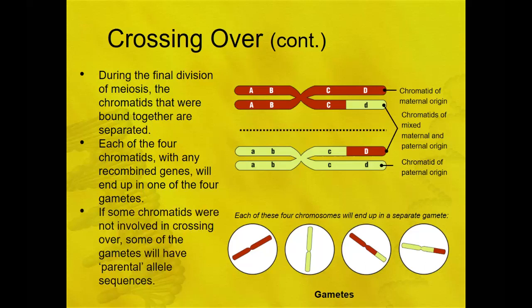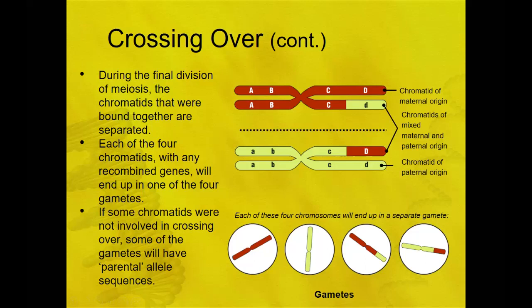Now, if some of them were not involved with the crossover, like these first 2 you see here, they look the same as they did before the crossover happened. But those that do have the crossover, you'll see here, the wild types, okay? These mixed types end up producing new combinations that neither parent had.